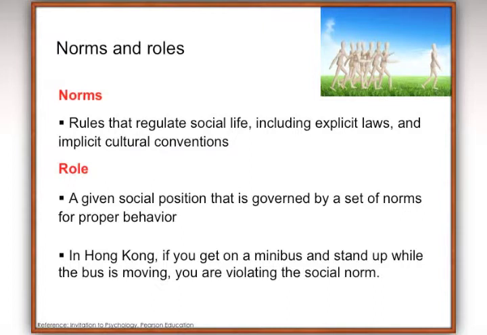For example, in Hong Kong, if you get on a minibus and stand up while the bus is moving, you are violating the social norm.